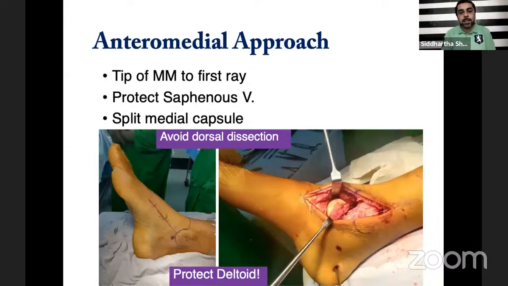So the anteromedial approach is a straightforward approach. It runs from the tip of the medial malleolus to the first ray. The only important structure here is the saphenous vein. Of course, also the deltoid ligament, as I've told you. You split the medial capsule and you're right onto the medial talar neck. And very, very important, again, I'm telling you, please protect the deltoid, which may be the only remaining blood supply.